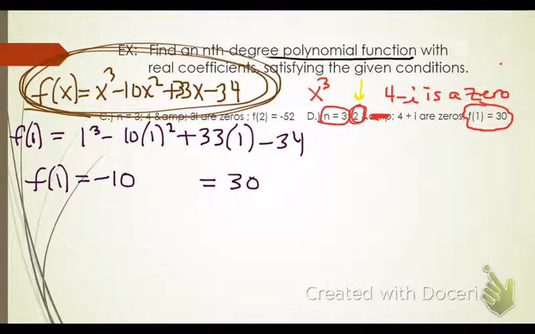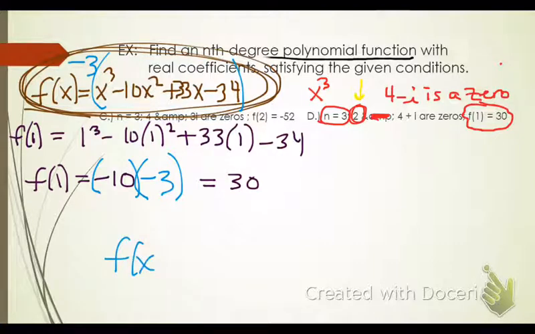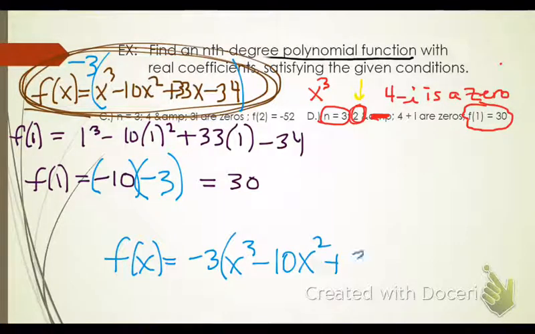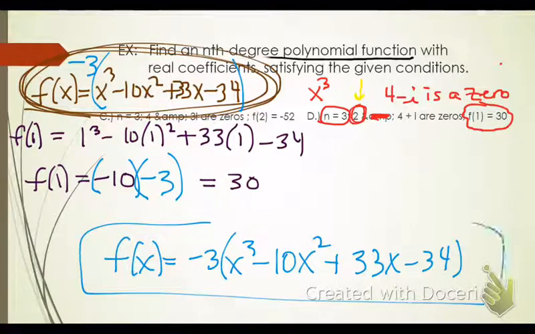So now you got to ask yourself, what do I have to do to negative 10, and you're always multiplying, to get a positive 30? And that is multiply by negative 3. So whatever you do here, you have to go up here and multiply by it. So your final answer for your function is negative 3 times the quantity x cubed minus 10x squared plus 33x minus 34. And that's it.